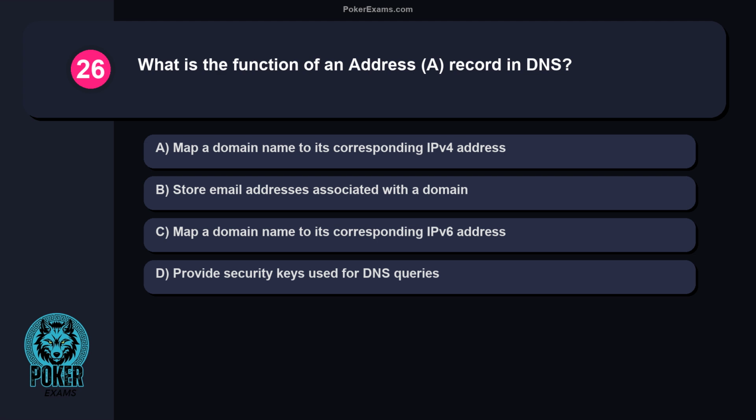Question 26. What is the function of an A address record in DNS? Map a domain name to its corresponding IPv4 address. Store email addresses associated with a domain. Map a domain name to its corresponding IPv6 address. Provide security keys used for DNS queries.